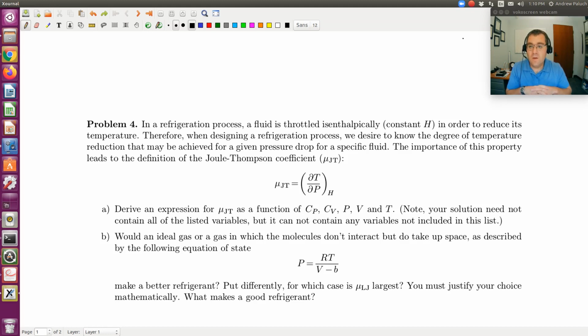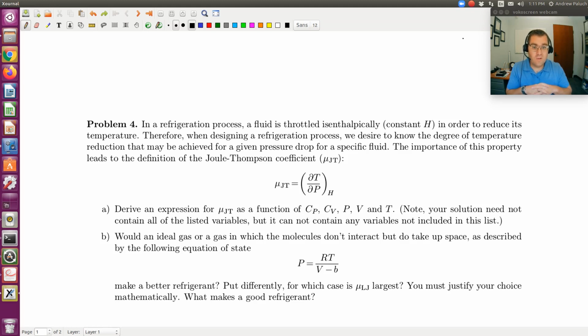Okay, so in A, we're asked to derive an expression for μJT as a function of Cp, Cv, PV, and T. So we want to derive an expression for μJT that involves just PVT, Cp, and Cv. And then in B, we're going to be asked to evaluate the JT coefficient for the case of an ideal gas and for the case of a fluid in which the molecules don't interact but take up space, and use that to gain insight in terms of what makes a good refrigerant.